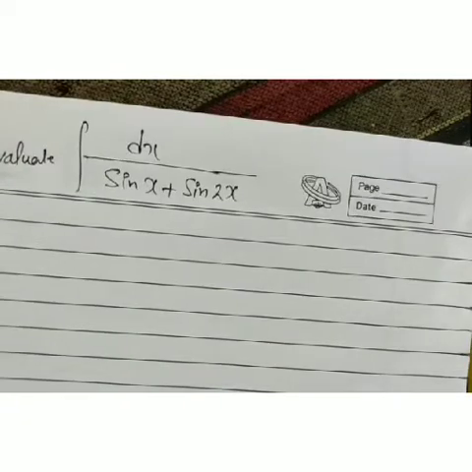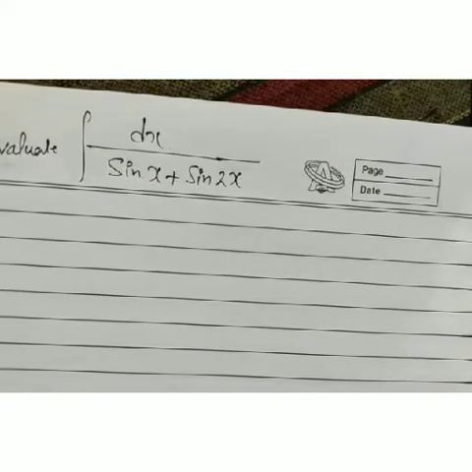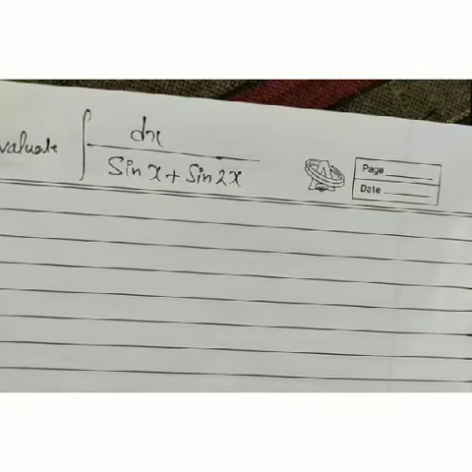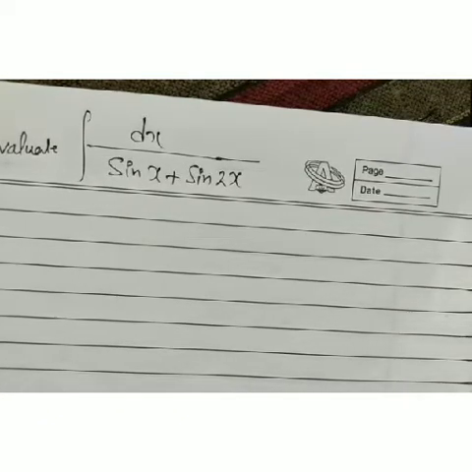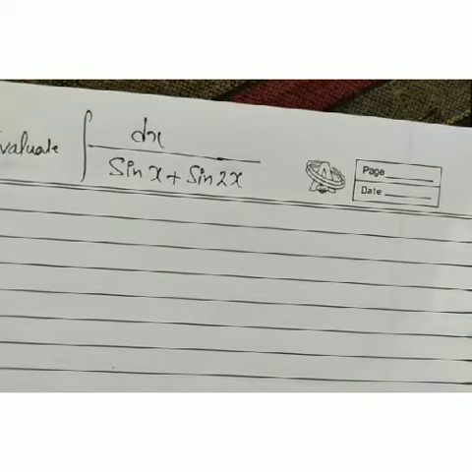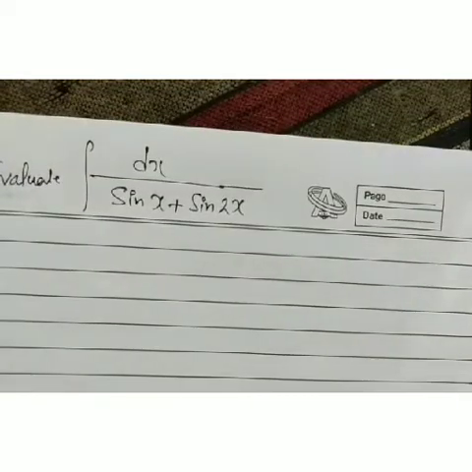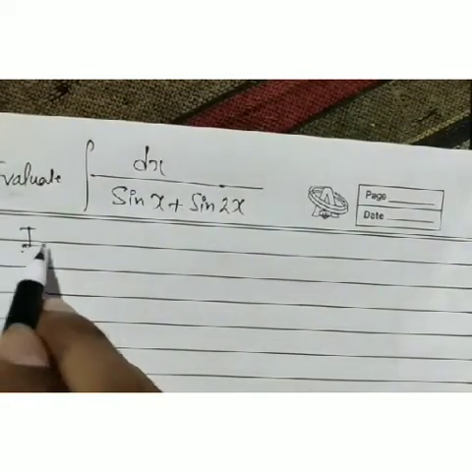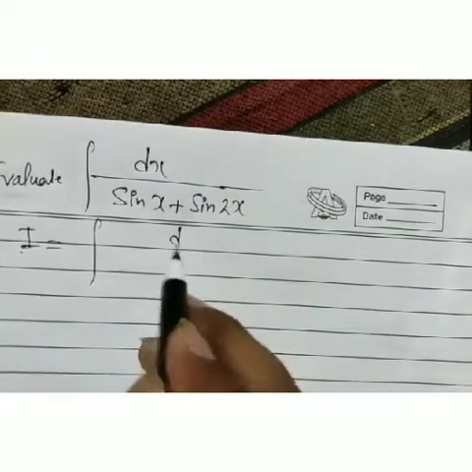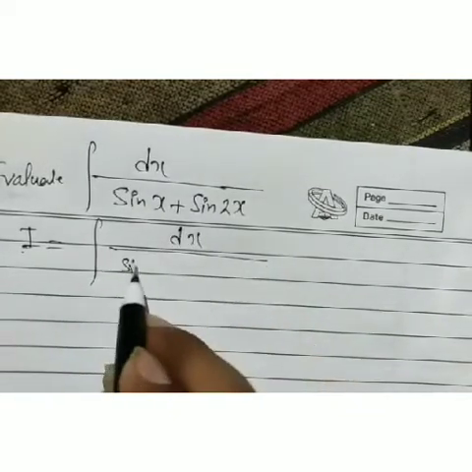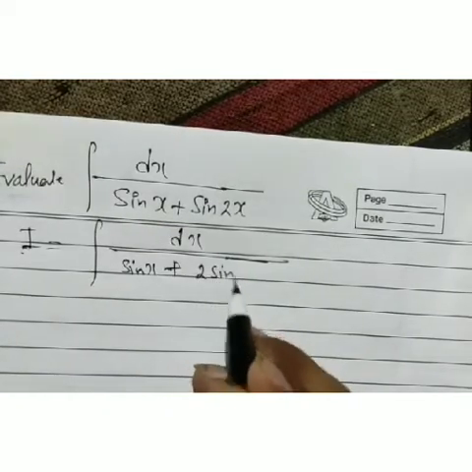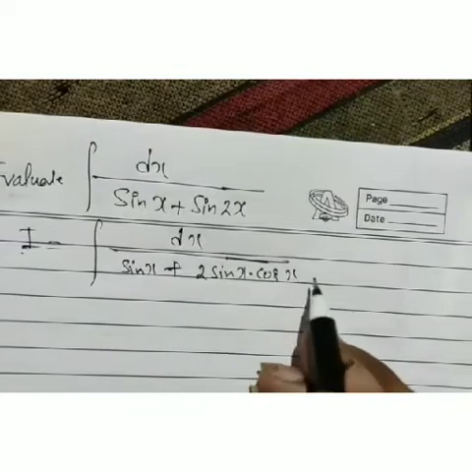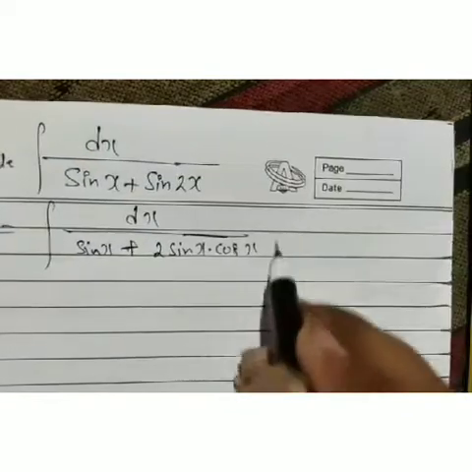Now look, again it's an important problem asked in our board examination. It's the integration of dx upon sin x plus sin 2x. We have to find its integral value, and first of all we are going to solve it. Let I be equal to the integration of dx upon sin x, and we are going to expand sin 2x into 2 sin x cos x.